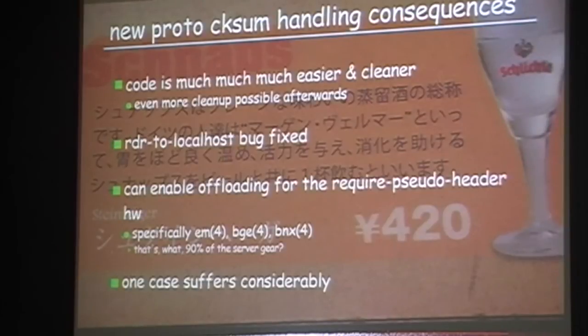This fixes the redirect to localhost bug, obviously. It allows us to enable the protocol checksum offloading on the cards that require the pseudo-header checksum. And as said, this is foremost EM, BGE, and BMX, which is 90% of the server market. So that's where it matters.